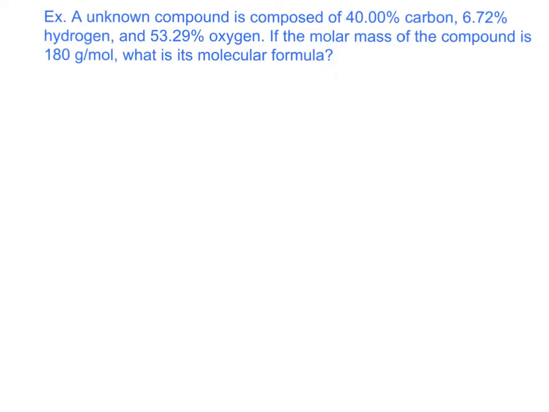So here's our first example. An unknown compound is composed of 40% carbon, 6.72% hydrogen, and 53.29% oxygen. If the molar mass of the compound is 180 grams per mole, what is its molecular formula? So what is this unknown compound? For the first step, you're going to assume you have 100 grams of this unknown compound.